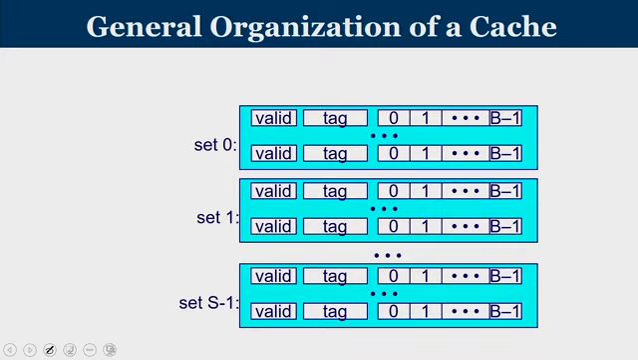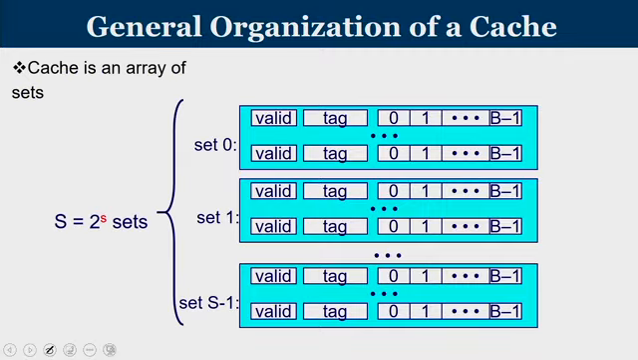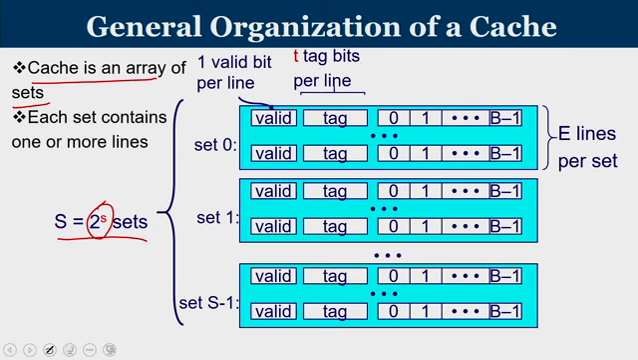Let us now look into the general organization of a cache. A cache memory is an array of sets. That is what you can see there: this array of sets has been named set 0, 1, all the way up to S minus 1, where you assume you have S sets. And this S can always be represented as a power of 2, let us say 2 power small s is equal to capital S. Now, each of these sets has multiple lines in it. So, you have E lines per set, and E is also typically a power of 2.